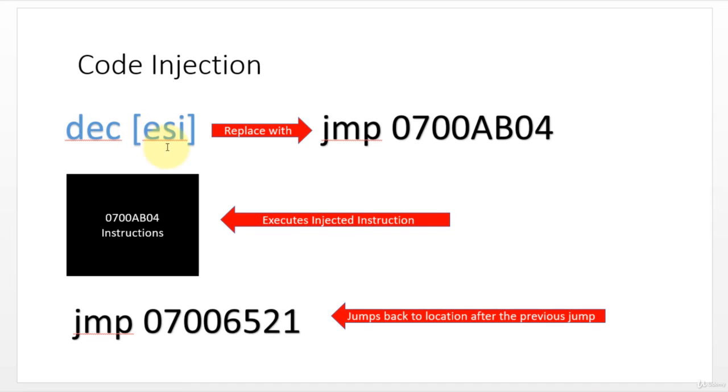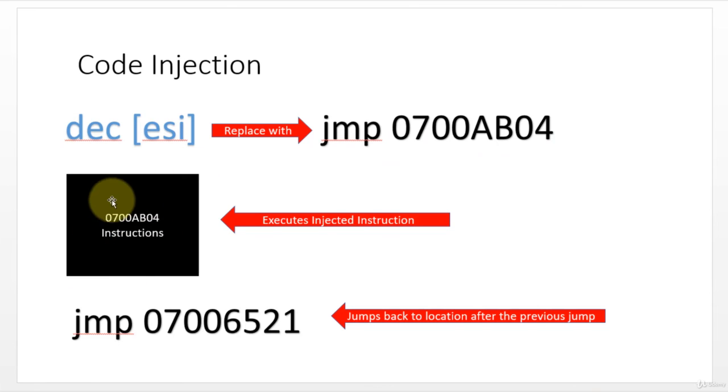So this is the architecture of a code injection. For example, if you have an instruction where your health is being decremented or your ammo is decremented and you want to inject code instead of running this, you will replace this line with a jump. So when the program comes to this line, it will jump to this address, 0700AB04, which is over here.